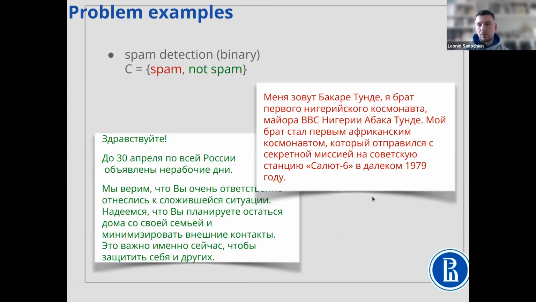Some examples of problems. We've already spoken about this, but let's repeat another time. One of the most common examples of binary text classification is spam detection, and it has two labels, spam and not spam. This task can, of course, be solved with classification approaches, but also, I think we've already spoken about it.